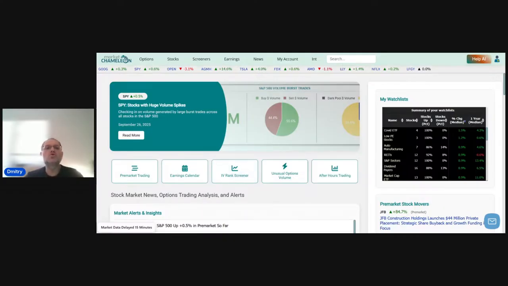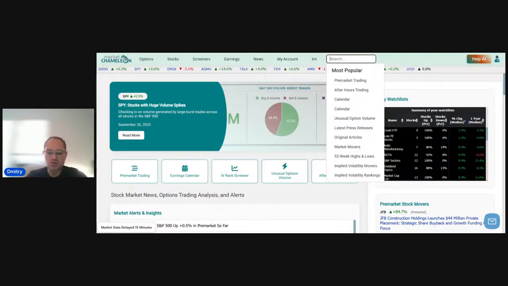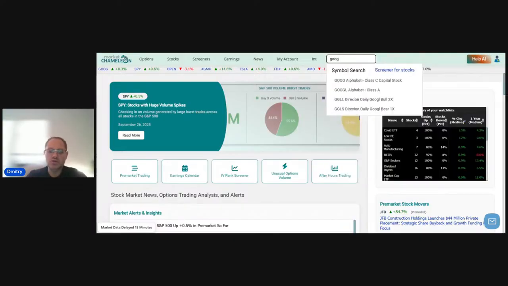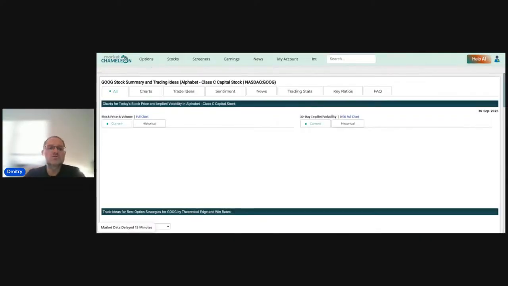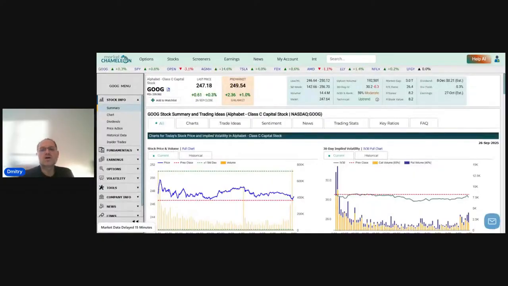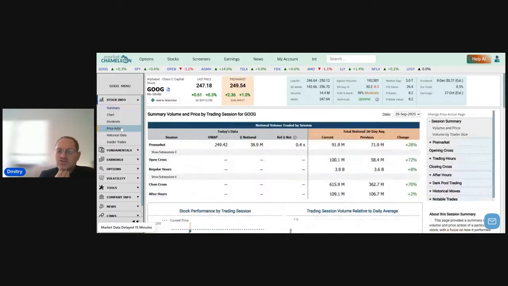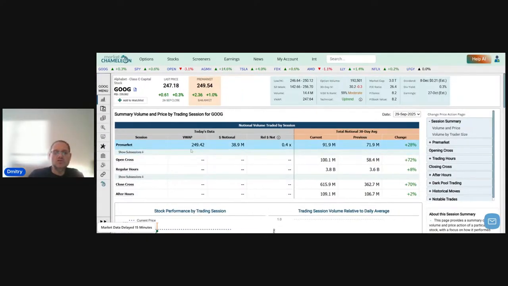Let's say we go to Google. I'm going to type in the Google symbol in the search box and press enter. This will take us to Google's main summary page. On the left-hand side, under stocks, price action, I'm going to click on this price action. It takes us to a new report. I'm going to click on this menu to minimize and expand our screen.